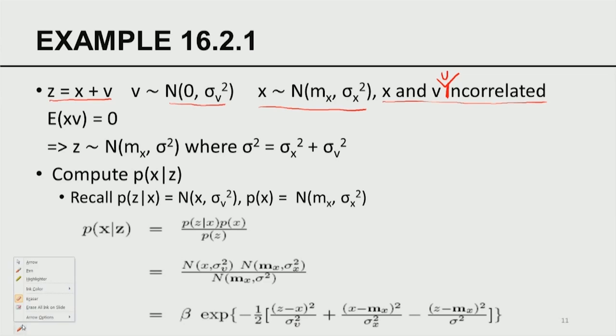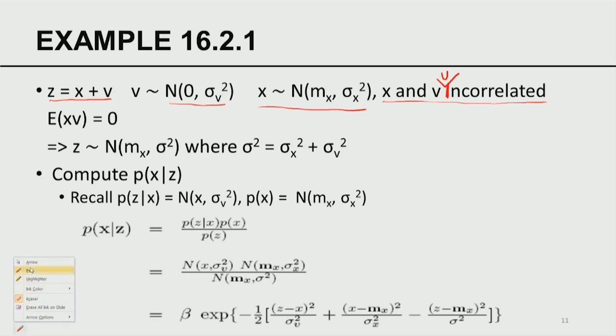Now, z is the sum of two random variables. Therefore, and x and v are uncorrelated. I know x and v are both normal. The sum of two uncorrelated normals is also a normal variable.